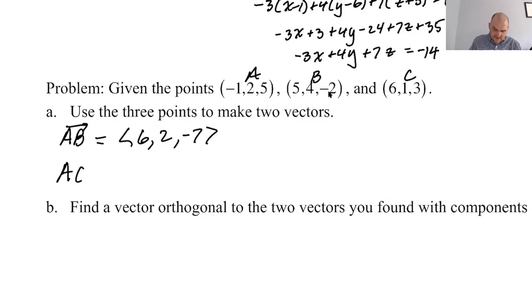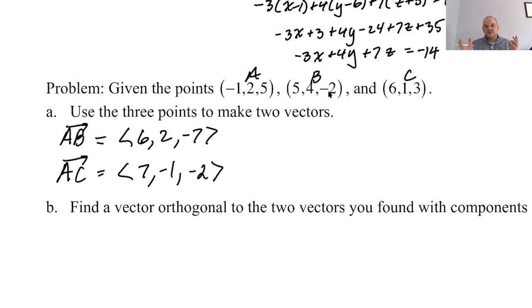And then it'll be AC. It doesn't matter, but I always use the same initial point for both of these vectors. I think it's easier to remember and check, for clarity of mind. Plus, in your picture, you just have 2 vectors coming out of the same spot, so it feels better if you're picturing it, I suppose. All right, so 6 minus -1, 7. 1 minus 2, -1. 3 minus 5, -2.